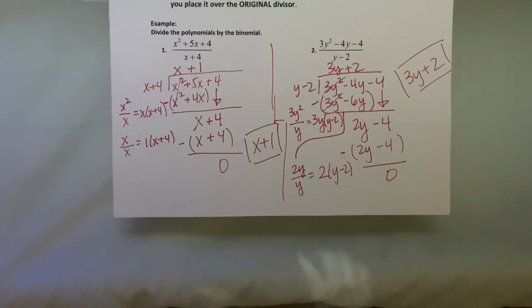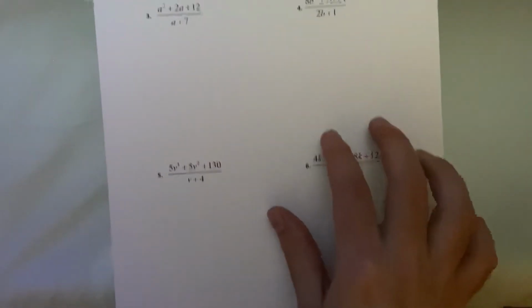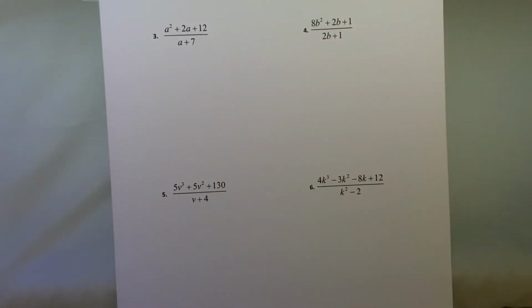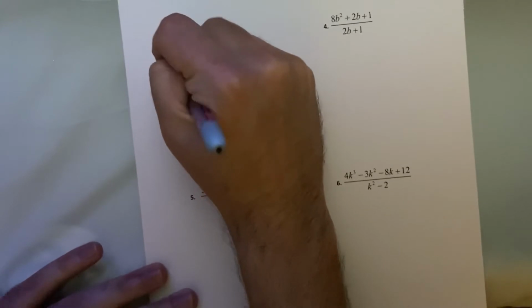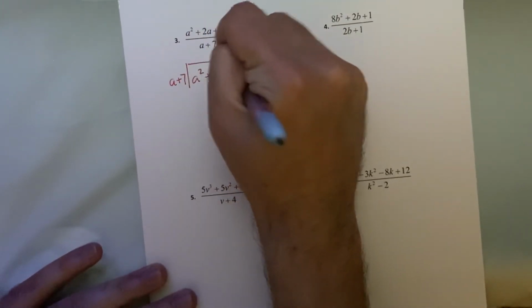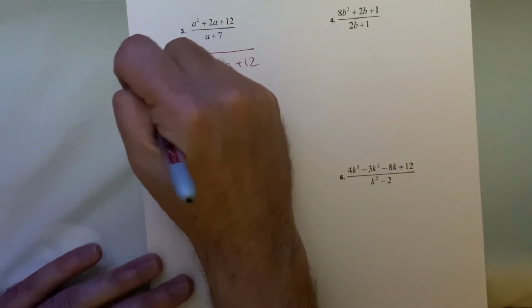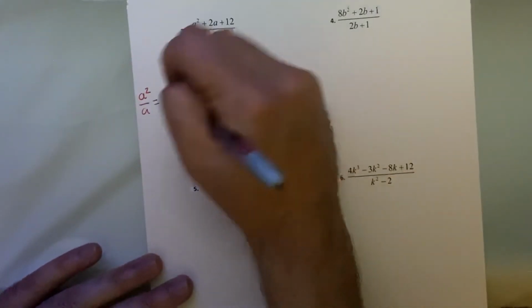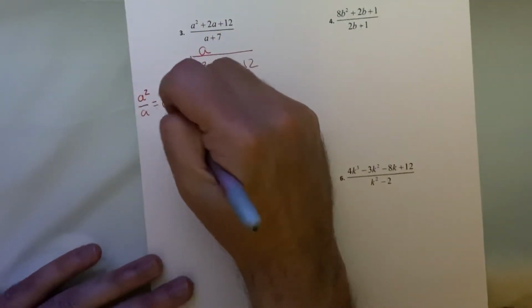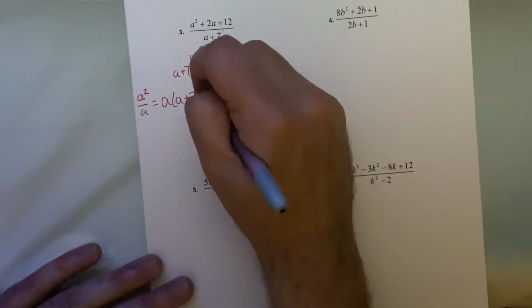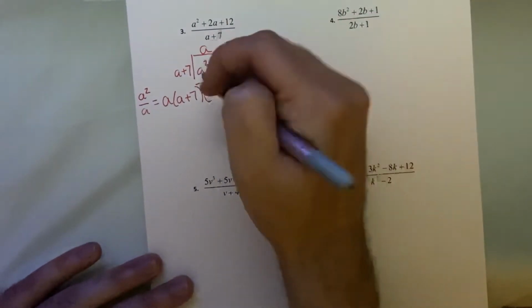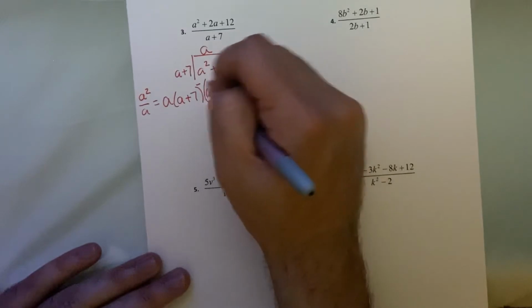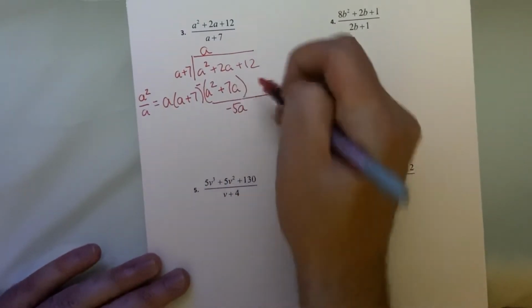But let's see what one looks like when we might actually have a remainder. A squared plus 2a plus 12 over a plus 7. A plus 7 outside, a squared plus 2a plus 12 inside. We ask ourselves, what's a squared divided by a? It's a, which goes up here. That gets multiplied by the outside, times a plus 7. That's what's going to be subtracted off. So that's a squared plus 7a being subtracted off. A squared minus a squared cancels. 2a minus 7a is negative 5a. Bring down the 12.